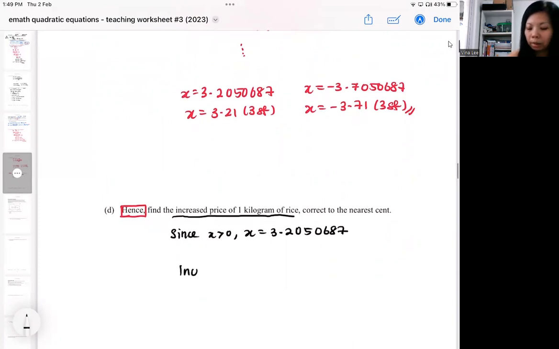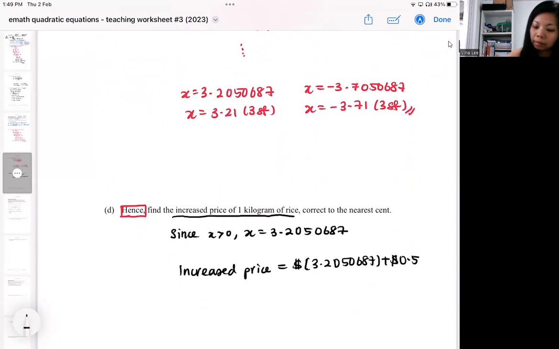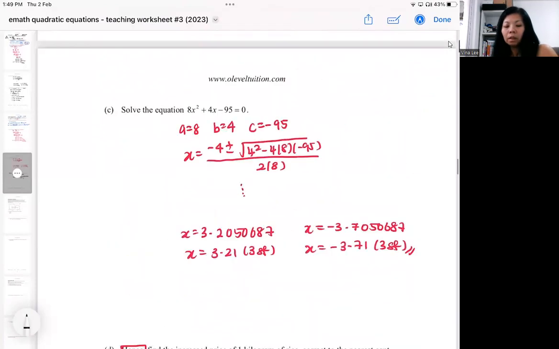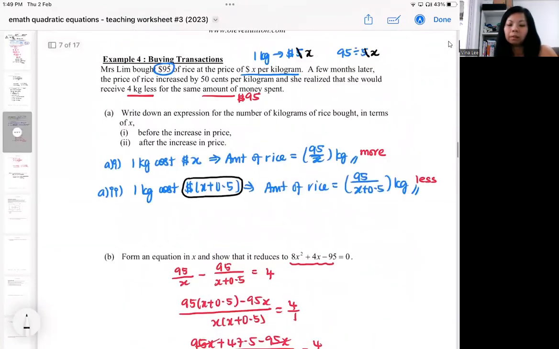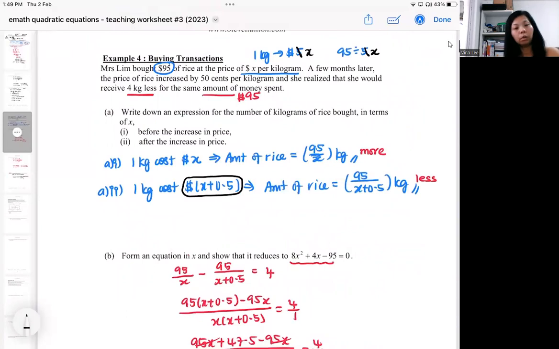Then what is the increased price? It's the original price plus 50 cents. So that's how you get the $3.71. So this will be the new price for 1 kg of rice. So hopefully you can see a pattern, how it gradually leads you to get the quadratic. You solve the quadratic and answer further depending on what the question wants.